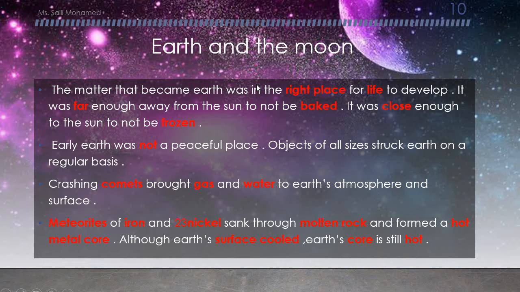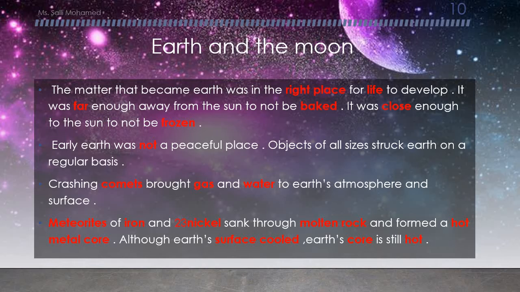Earth and the Moon. What makes Earth the most suitable planet for us to live in? First of all, Earth is found in the right place. It's not too close to the sun, so we get burned, and it's not too far from the sun, so we get frozen. And this is the most important point about planet Earth, that it's found in the right place.